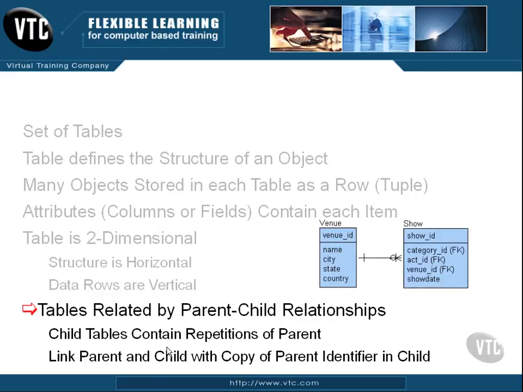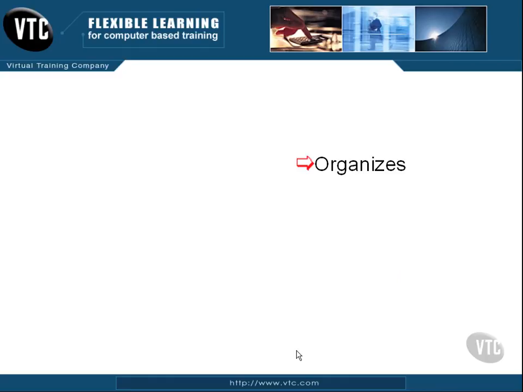So what you do is you remove the repetitions from the child table, and you simply put a key value or an ID. So venue ID gets duplicated in the show table, allowing you to link back to it. What that does is it allows you to separate show and venue data and not duplicate the name, city, state, and country for every single show that's ever occurred at that venue. So you're basically removing the duplication of 4 fields per show date and replacing it with 1 field, venue ID. And you link the parent and child with a copy of the parent identifier in the child.